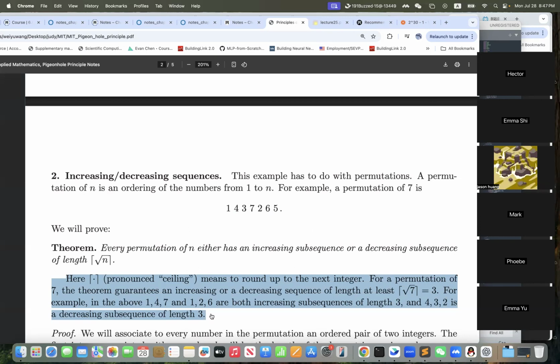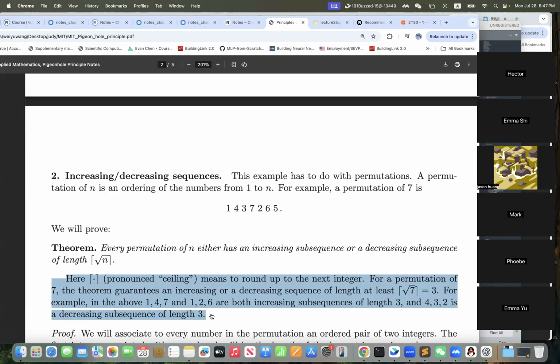Ceiling means to round up to the next integer. For a permutation of 7, the theorem guarantees an increasing or decreasing sequence of length at least ceiling root 7 equals 3. For example, in the above, 147 and 126 are both increasing subsequences of length 3, and 432 is a decreasing subsequence of length 3.